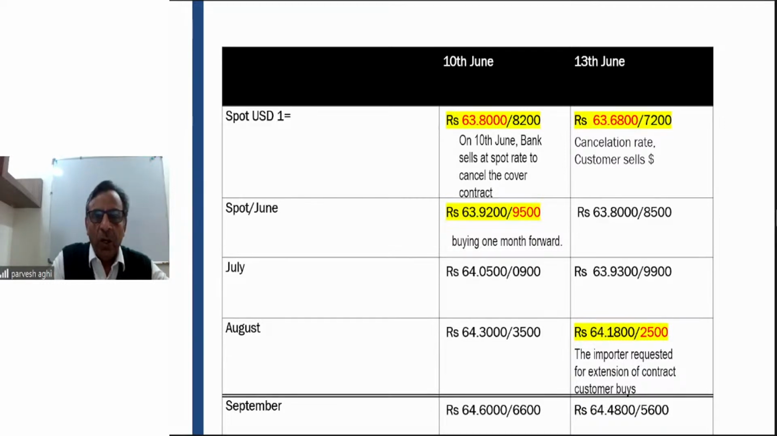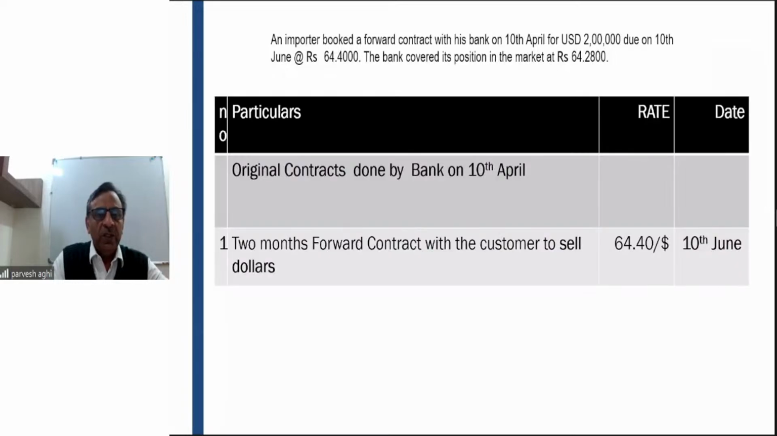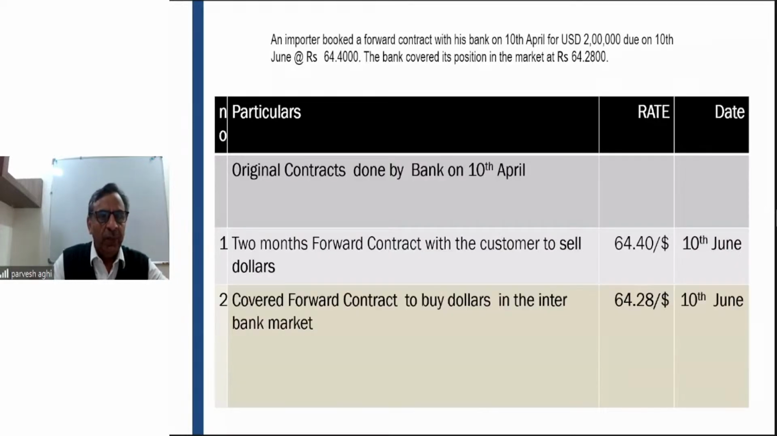Okay. Now then you have asked the bank to extend the contract for August. So the bank is going to purchase dollars from you on the forward market at 64.2500. So now these are the two original contracts which the bank has done. First, they have the forward contract to the customer to sell dollars. So they have sold dollars to you. You're an importer, you need dollars.